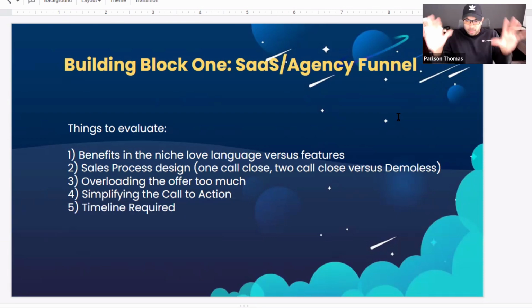Is your funnel and your system, right? Your agency funnel or website or whatever you want to talk about. I really think funnel is more than enough. But is the sales process built around a 1-call close? Is it around a 2-call close? Or is it demo-less? Okay?